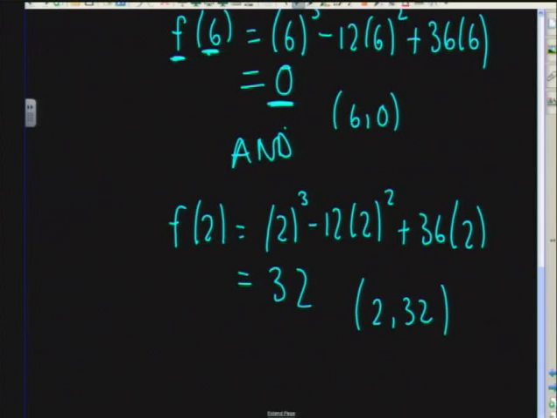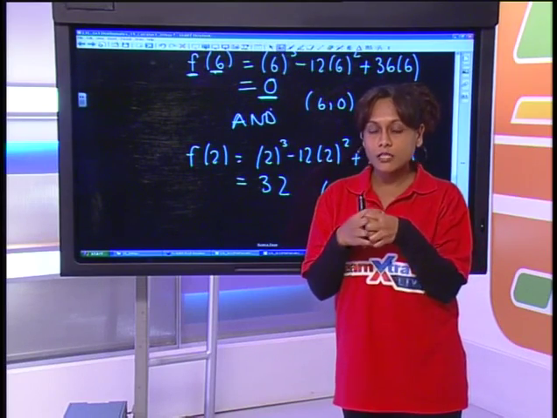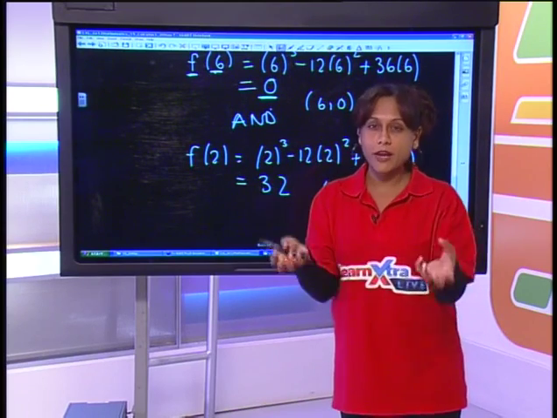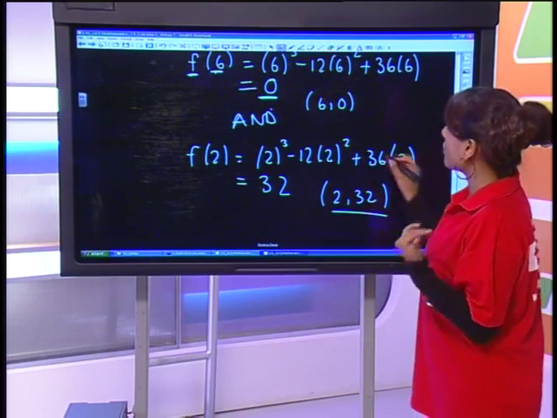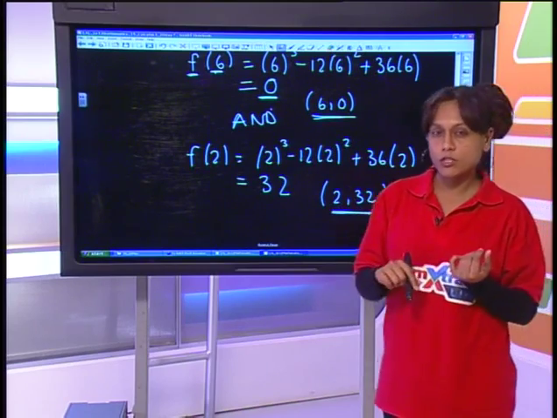And guys, that's very, very important. When you're asked to find stationary points, it's not just x values. You need to substitute those x values that you find from letting your derivative equal to 0 back into the function to get your y values. Once you've got those, then you've actually got the stationary points, which, as you can see, are coordinates.